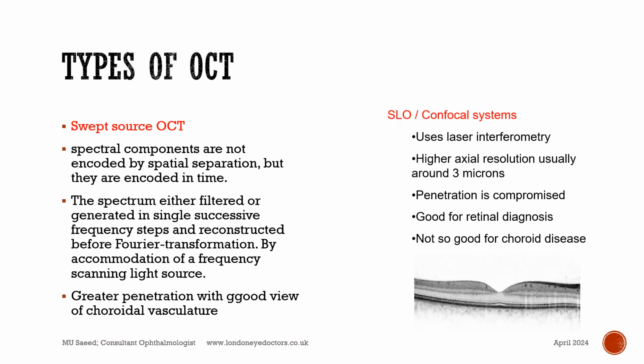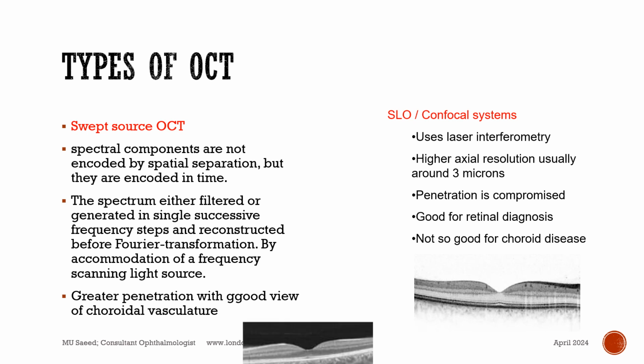The newer types of OCT are swept source OCT, in which there's greater penetration with good view of the choroidal vasculature. The spectrum is either filtered or generated in single successive frequency types and then reconstructed. Basically, these give very high resolution with good visualization of retinal structures, as well as choroidal structures. And this helps in choroidal visualization as well.